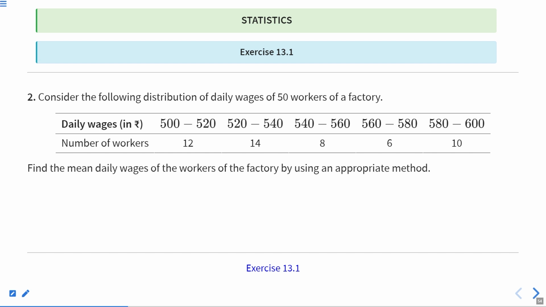So this is our question number 2. Here we consider the following distribution of daily wages of 50 workers of a factory. Okay, so we are given this table.